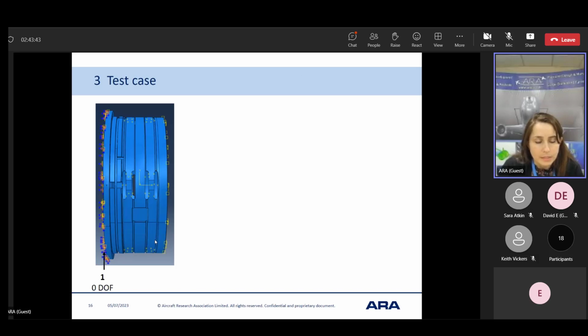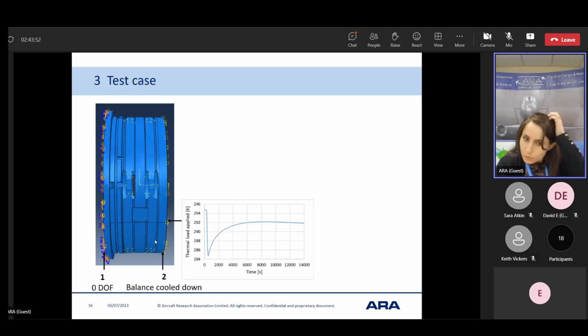At one end of the balance, which is the Earth side, we apply 0 degrees of freedom, so it's completely attached. On the other end, we apply a thermal load that varies with time. We can see on the plot that after a few seconds, we have a sudden decrease in temperature, and then slowly the balance warms up again.